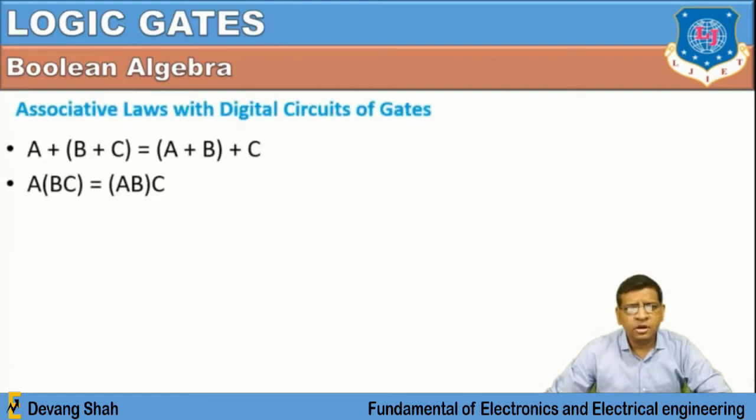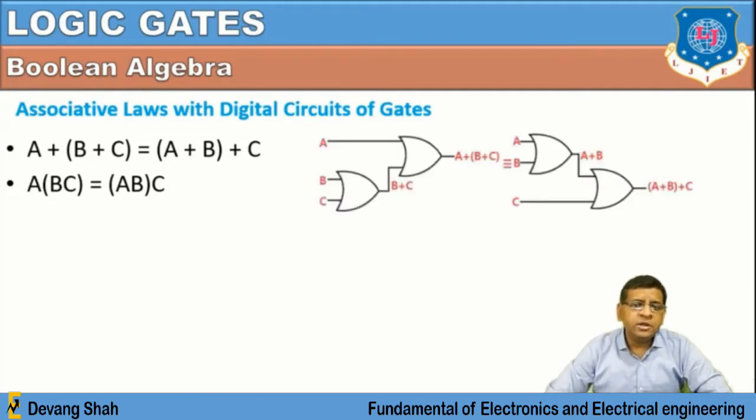Here are some of the laws we have to learn in Boolean algebra. One of them is called the associative law, with digital circuits of gates. This is like A plus in bracket B plus C, that is equal to, you can also define, in bracket A plus B plus C. Same with the dot function. If you have A dot in bracket B dot C, that is equal to in bracket A dot B, dot C.